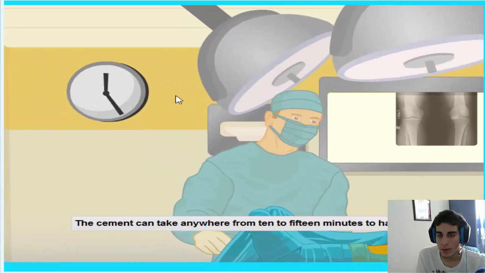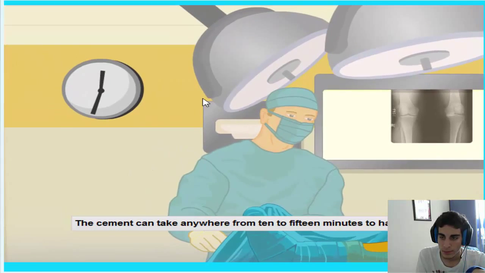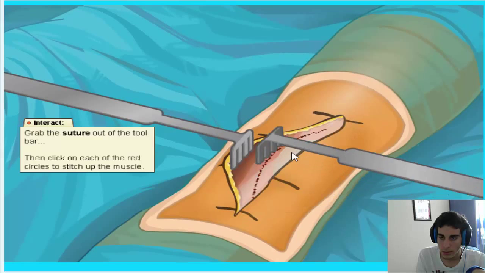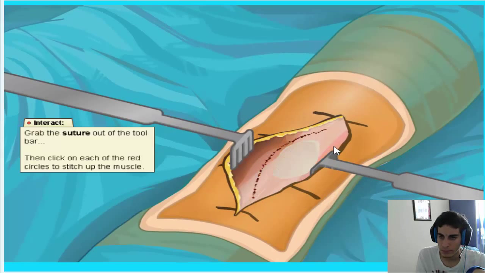The cement can take anywhere from 10 to 15 minutes to harden. We perform our range of motion test. Our patient's new knee is looking good. Let's close up the incision.